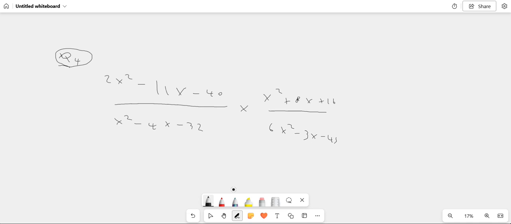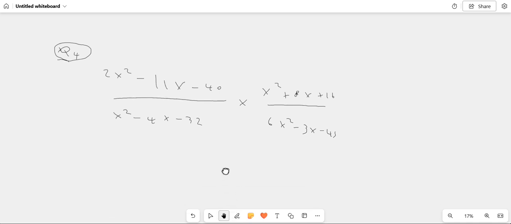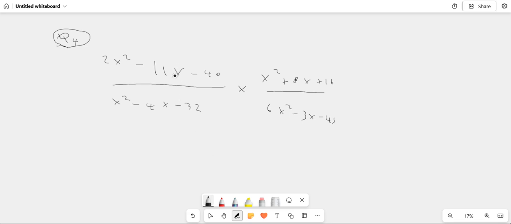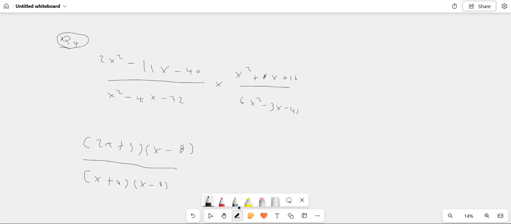So now what you're gonna do is just use polynomial for literally everything, yeah? Put polynomial in the top in your calculator, you'll get 2x plus 5, and you'll get x minus 8. And then on the bottom as well, put that into the calculator in polynomial, and you'll get x plus 4, and you'll get x minus 8.